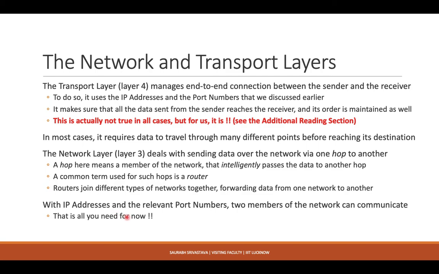And with an IP address and relevant port numbers, any two members of a network can communicate with each other. This is all that you need to know. I know it was a very fast overview of networks, but this is the gist: as long as you have the IP address and port number, you can basically start communication between any two machines on a network, okay.